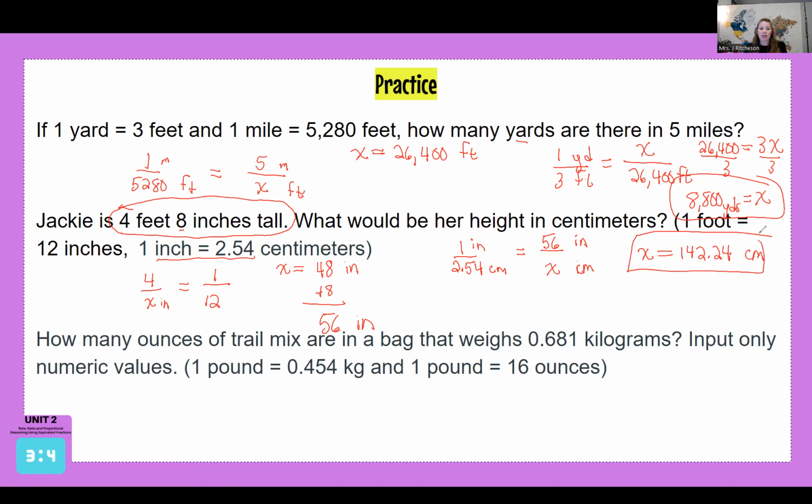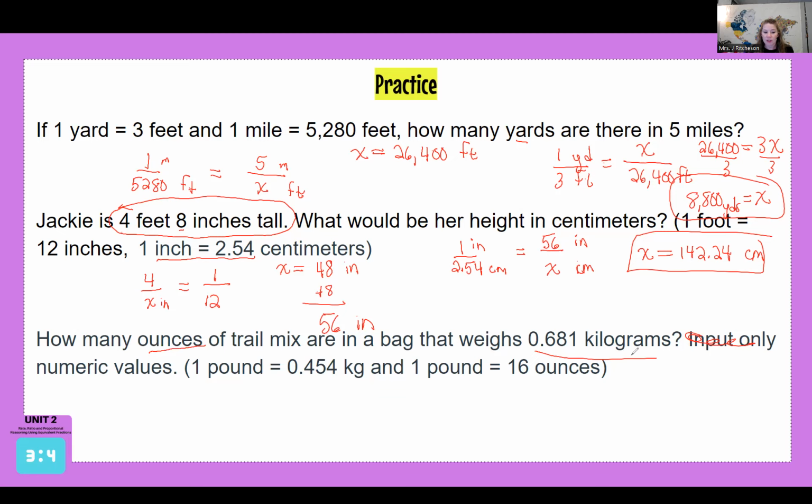All right, see if you guys can pause and do the last one on your own and then come back and check your answer. How many ounces of trail mix are in a bag that weighs this many kilograms? All right, so 1 pound is equal to 0.454 kilograms, and 1 pound is equal to 16 ounces. So we got 3 different units going on here. We have kilograms, pounds, and ounces. So we can only do one proportion at a time. So the final answer is how many ounces are in this many kilograms.